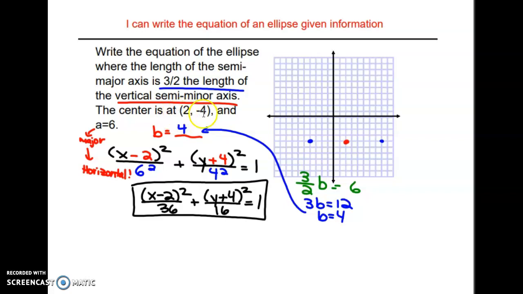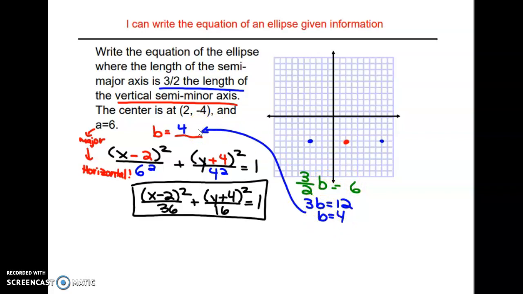Remember, we need 3 things. We need the center, we need A, and we need B. Well, they gave me 2 of the 3 things. I just need to figure out what B is. So, they told me that the length of the semi-major is 1.5 times the length of the semi-minor. Semi-minor is B. 1.5 times B has to equal the semi-major. Or 1.5 times B has to equal A. And we find out that B is 4.